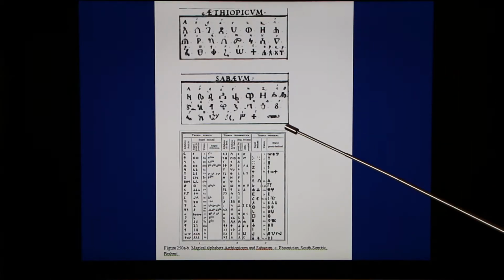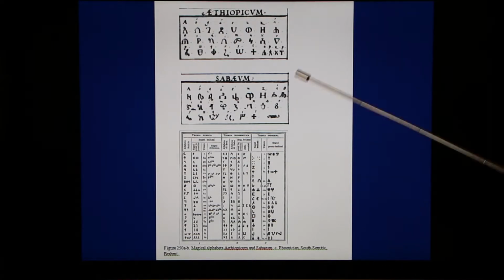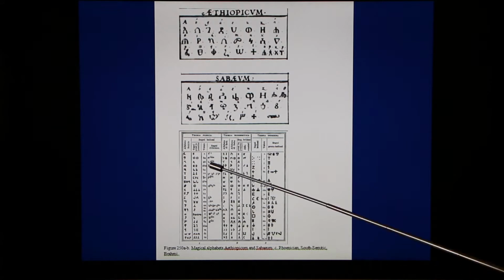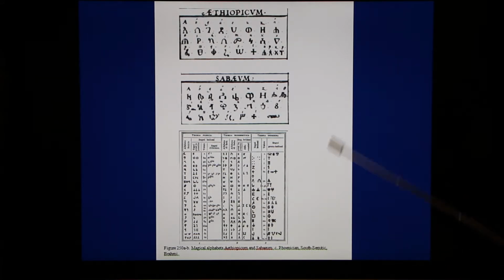And now we're going to look at some of the other languages in the general area. So there's Ethiopicum, which links with Sabaeum, and people have made links. Well, this is a so-called South Semitic alphabet, and some people have linked this with Brahmi. I won't go into the details.